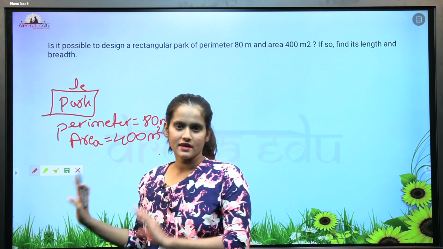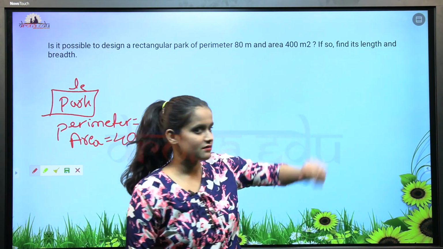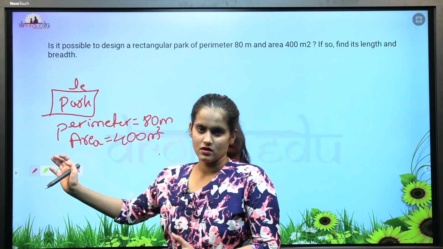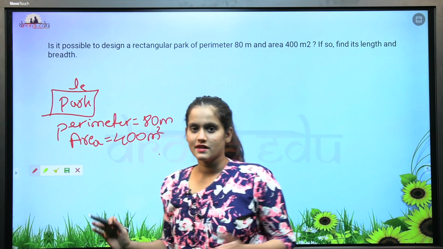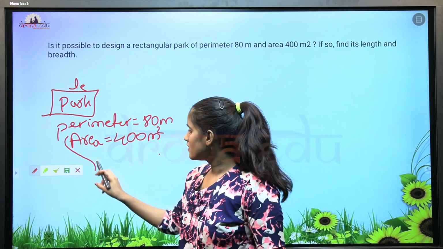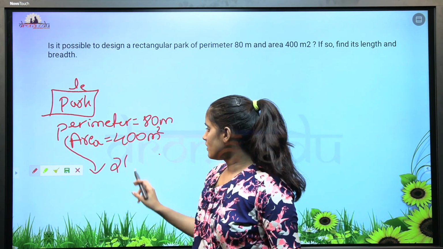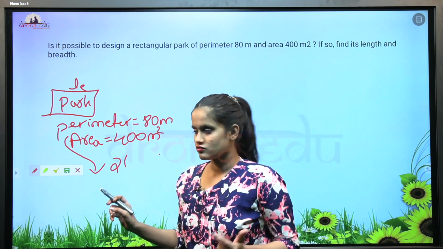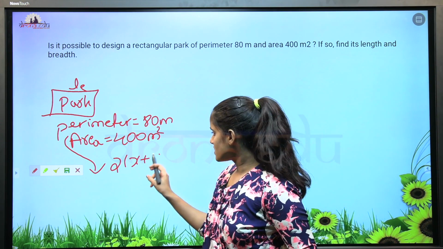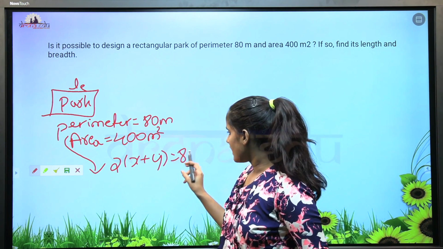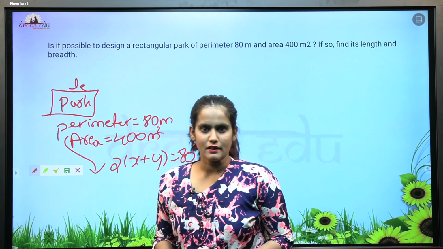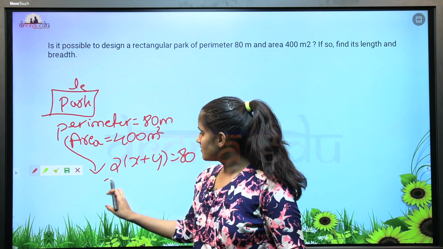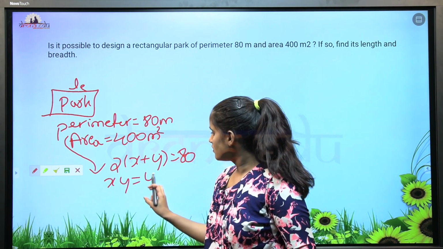So here perimeter and area are given, so find its length and breadth. If you can find them, you can design the rectangular park. We know the perimeter is given by 2 into (x plus y), taking the length and breadth as x and y, so 2(x + y) = 80. That's the perimeter formula, twice the length plus breadth. And the area is xy = 400.